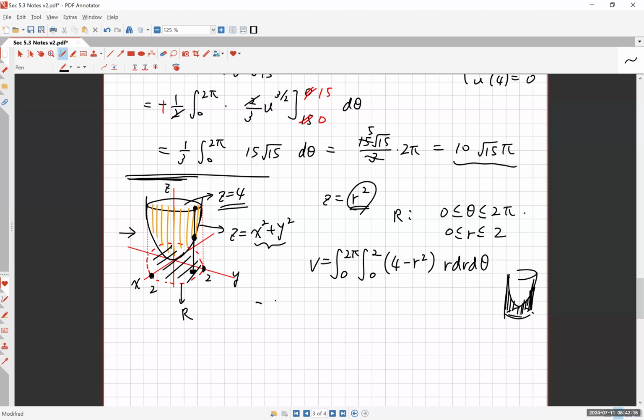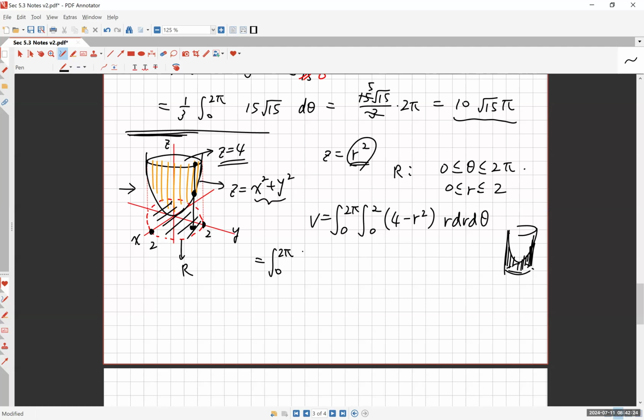Just be aware of that. And I will make one more comment about this in just a few minutes after this problem is solved. All right, once you set this up, it's not too bad.